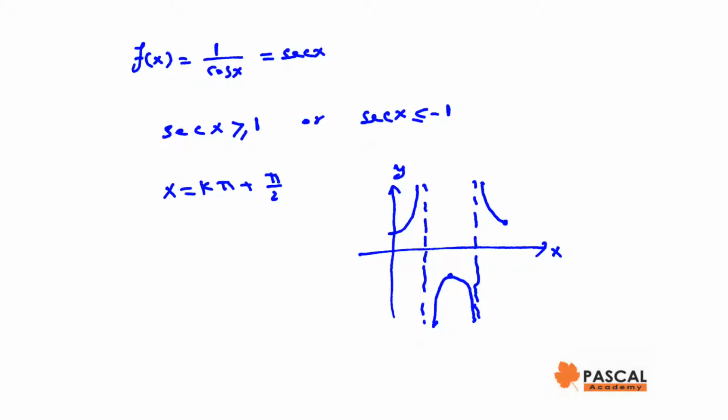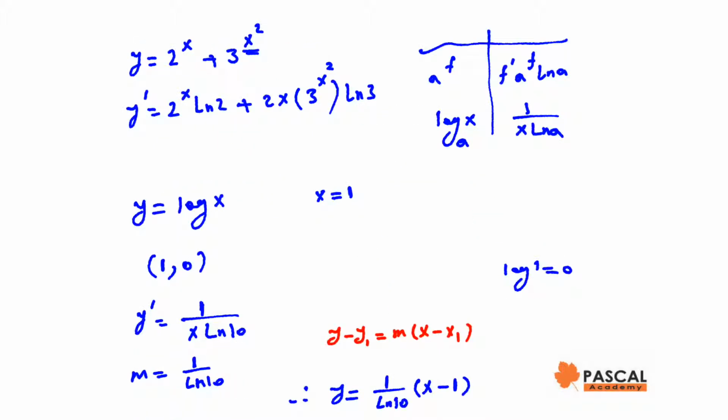Similarly, we talk about 1 over sine of x, which is cosecant of x. This is the graph of cosecant of x. And as I said, cotangent of x is cosine of x over sine of x. There are some basic formulas that we need.